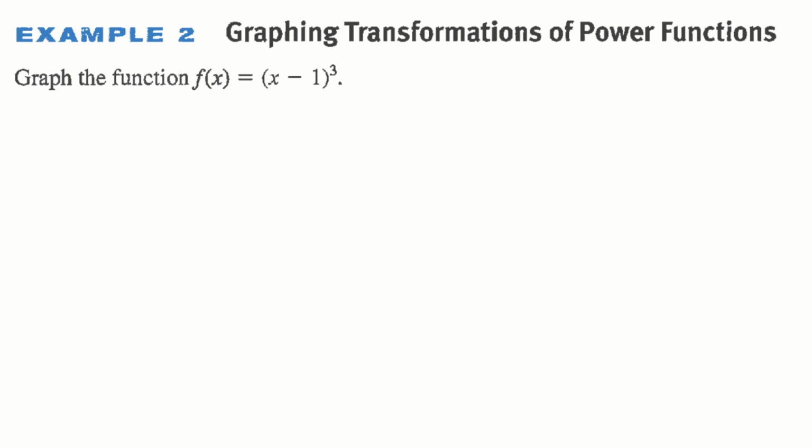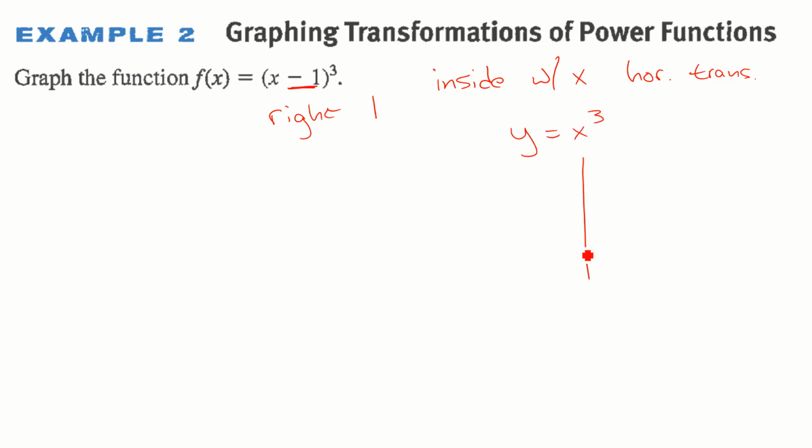Okay, so what happens if we want to graph a normal power function that is just transformed a little bit? Remember that any plus or minus inside with x is a horizontal transformation. So this is going to go right 1. Remember that the x is always the opposite. So if I said y equals x cubed, that looks like this.